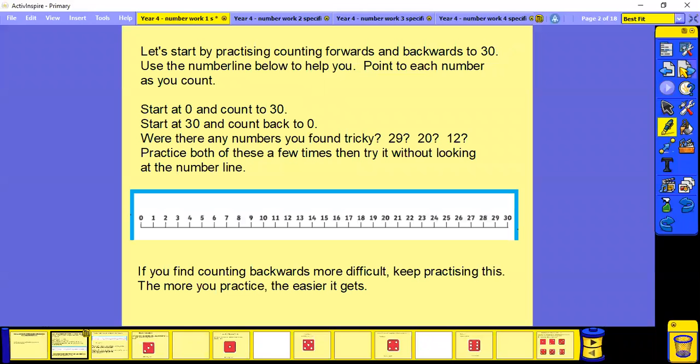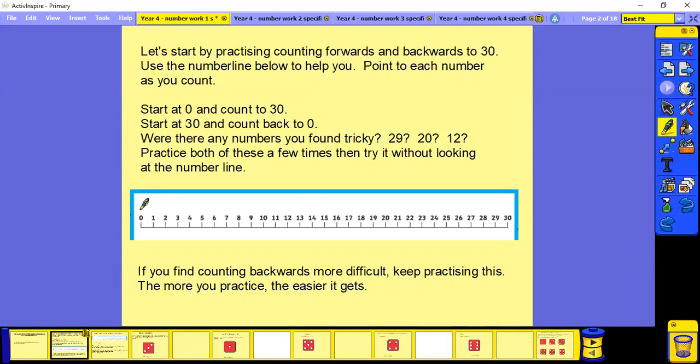So today what we're going to look at is practicing counting forwards and backwards to 30. So we're going to use this number line here and we're going to point to each number as we count. So we're going to start at 0 and we're going to count all the way along. You do it first and then I'll do it with you. So first of all, pause the video.